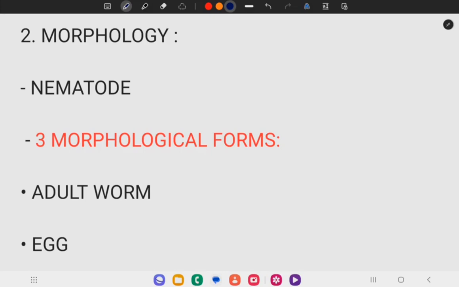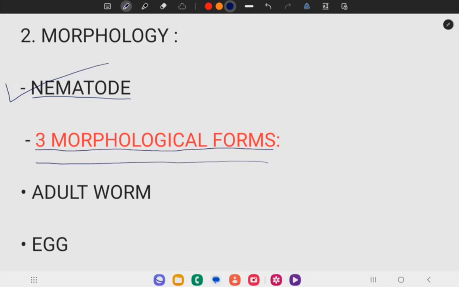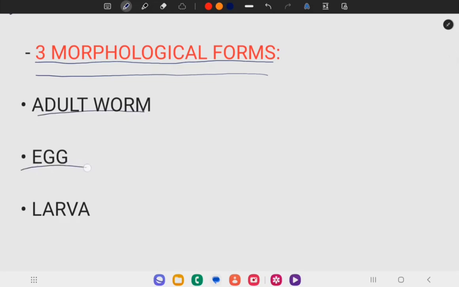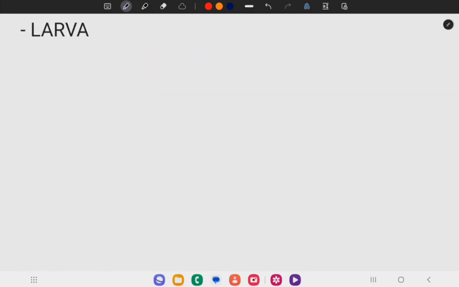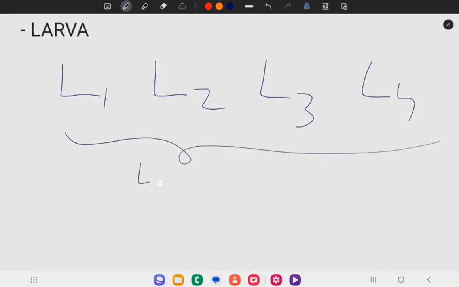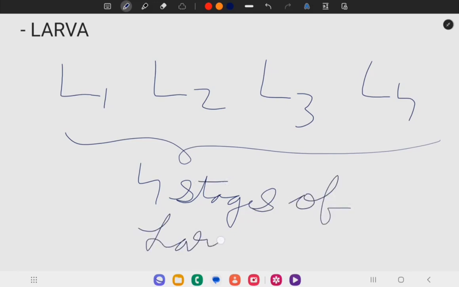Trichuris trichiura is a nematode and it exists in 3 morphological forms: adult worm, egg, and larva. Larva has 4 stages: L1, L2, L3 and L4.